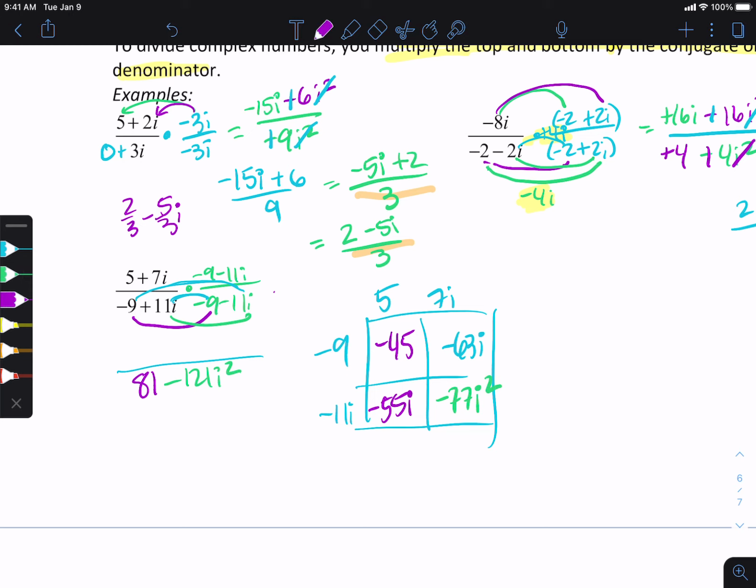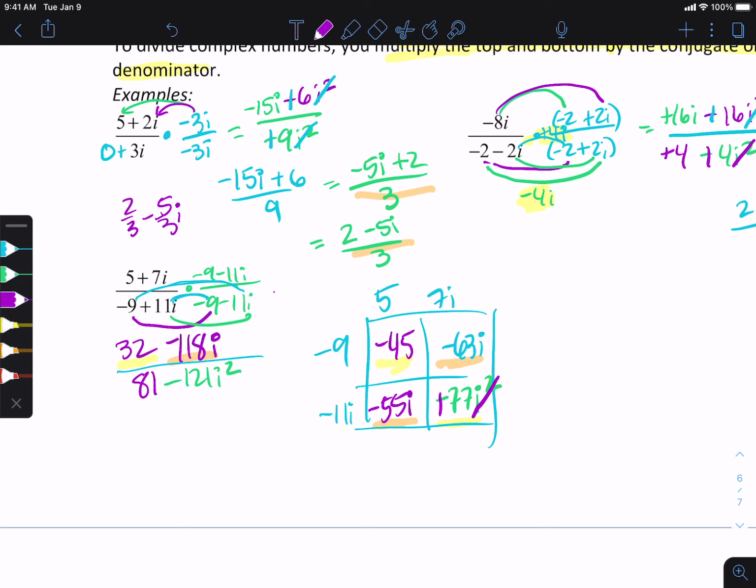Okay. Well, our i squared, I'm going to cross this out and change the sign here. So then we have like terms with the -45 and the +77. So if we do -45 plus 77, that gives us 32. Right? And then we have like terms with our i's. So we have -55 plus a -63, either way you can think of it, is -118i. Right?